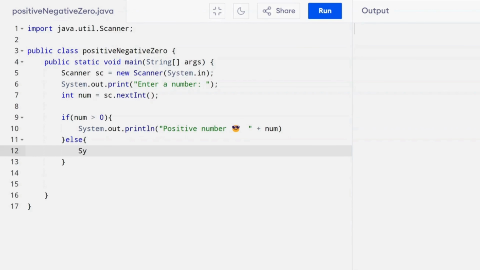Next, coming to the else block. It's num less than 0, all are displayed here. Don't mention the condition in the else part, you don't write it, just simply ignore it. It's automatically handled by the compiler. Okay, println in there. What I am writing here is negative number. And again I am using a small emoji for the sad purpose.